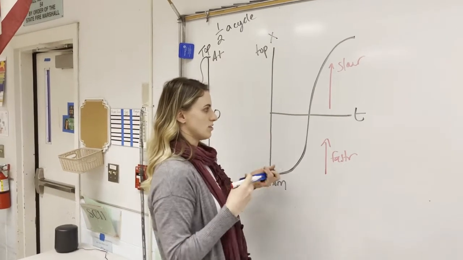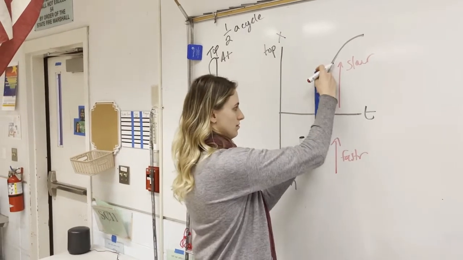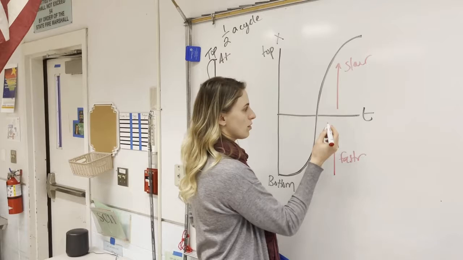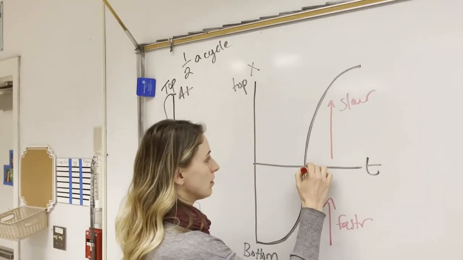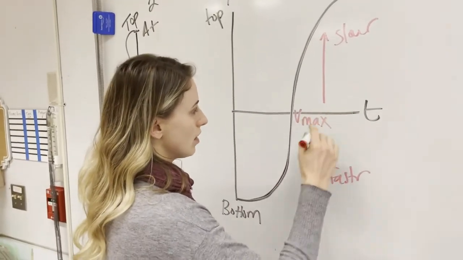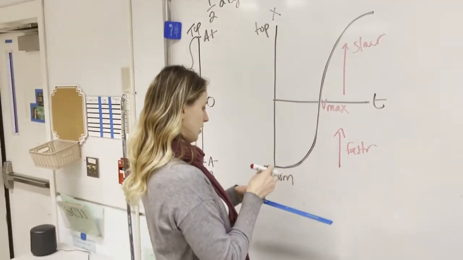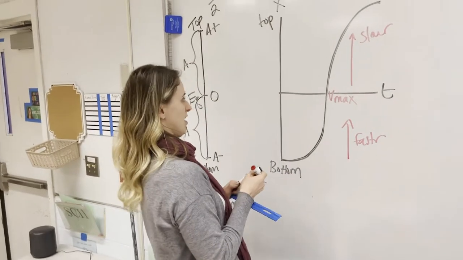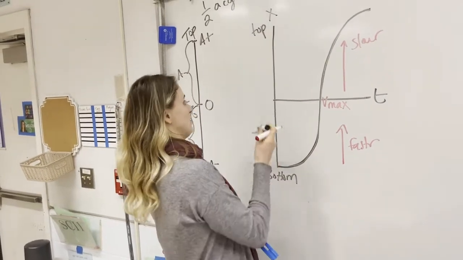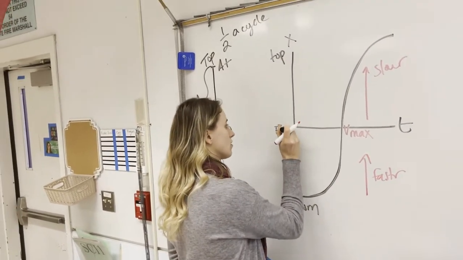And where's it going the fastest? Well, it's going the fastest right here, because this is 0, this is fast. So can we call this V max right here? I call that Vmax. And this is, oh, I forgot again, this is at equilibrium. You can add that. Okay, equilibrium right there.